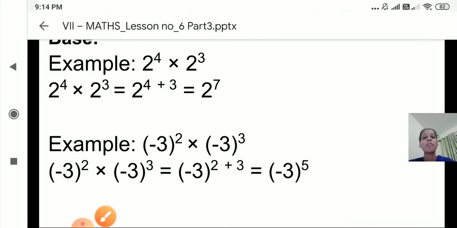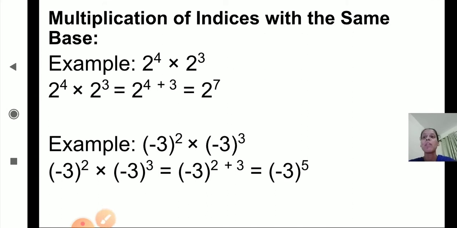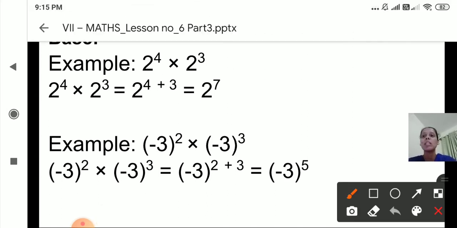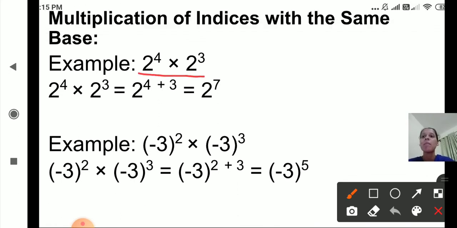Now we'll see a few examples based on this formula, multiplication of indices with the same base. The example given, as you can see here, is 2 raised to 4 multiplied by 2 raised to 3. Now the base is the same, right? What is the base here? 2. And what is the index? Here it is 4 and here it is 3. And what do we have to do? Multiplication. So what is the formula?